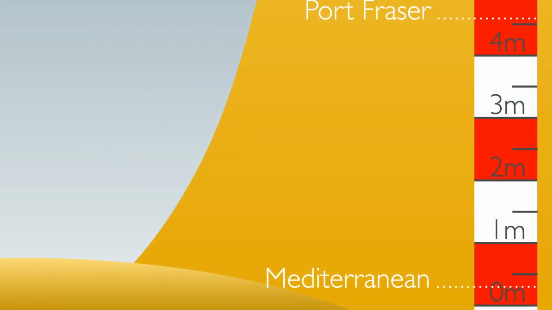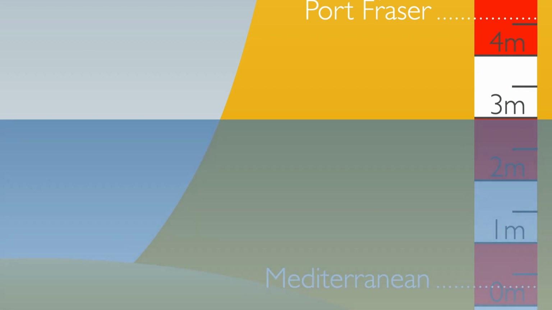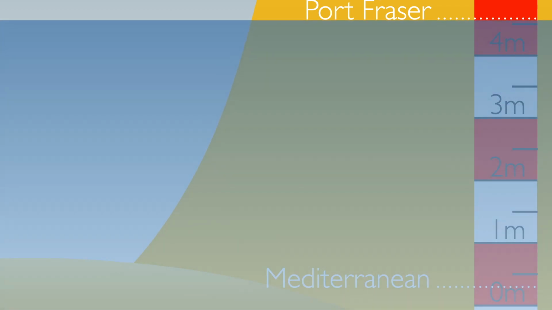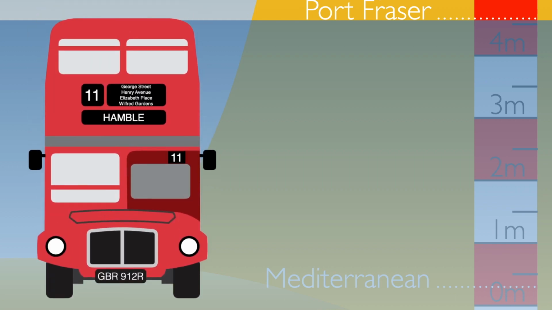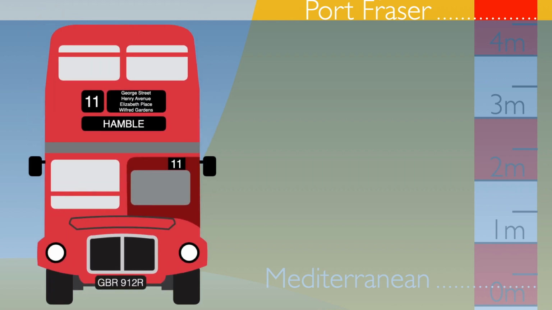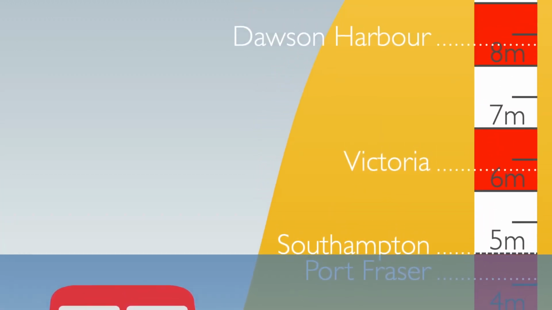As we saw, the Mediterranean has a minimal tidal range with an average of just 30 centimetres. Port Fraser, one of the RYA training ports, can experience a range of 4.6 metres, about the height of a double-decker bus. This is comparable to somewhere like Southampton in the UK, where the range can be 5 metres.